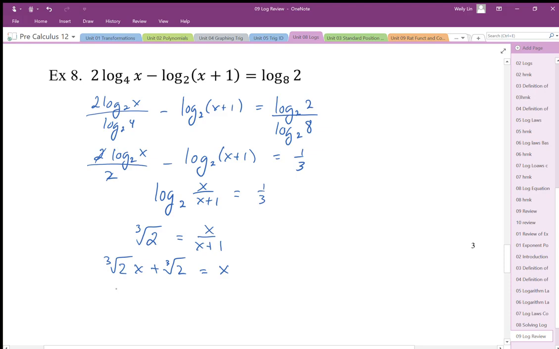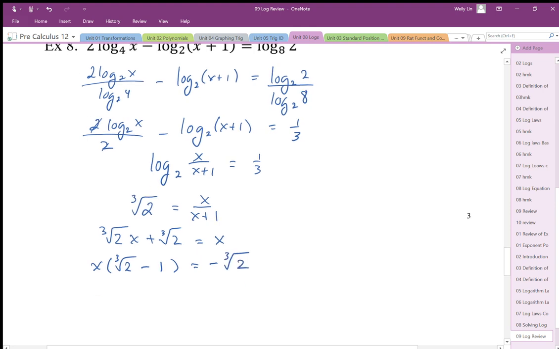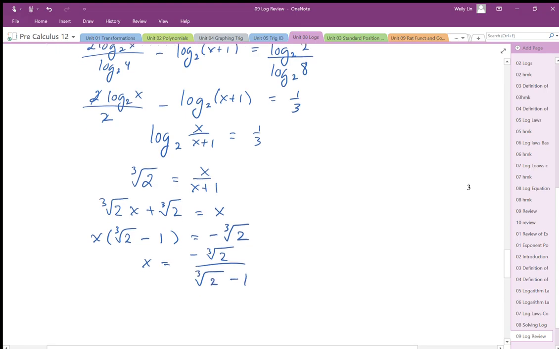Group my x's together. So I get x bracket cube root of 2, minus 1. I'm going to put that over to the other side, and then solve for x. X is equal to negative cube root of 2 over cube root of 2 minus 1.